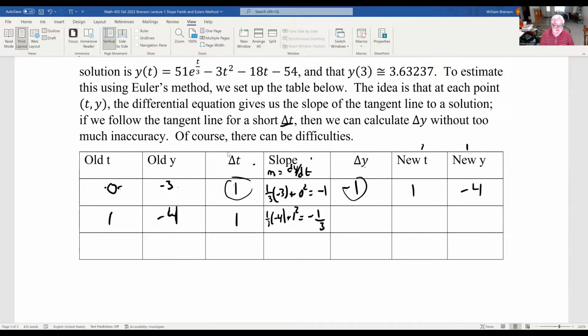Delta y is delta t times slope. So 1 times -1/3 is -1/3. So what's our new t? 1 plus delta t, that's 2. What's our new y? -4 minus 1/3, which is -13/3.